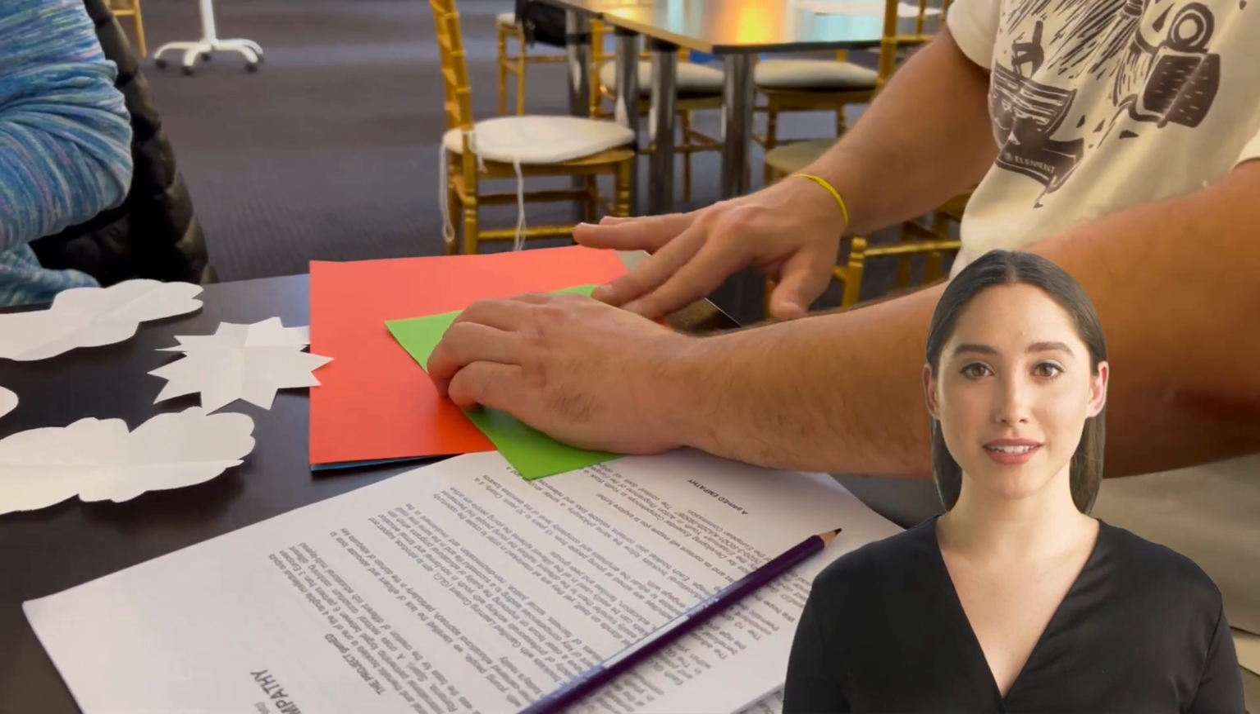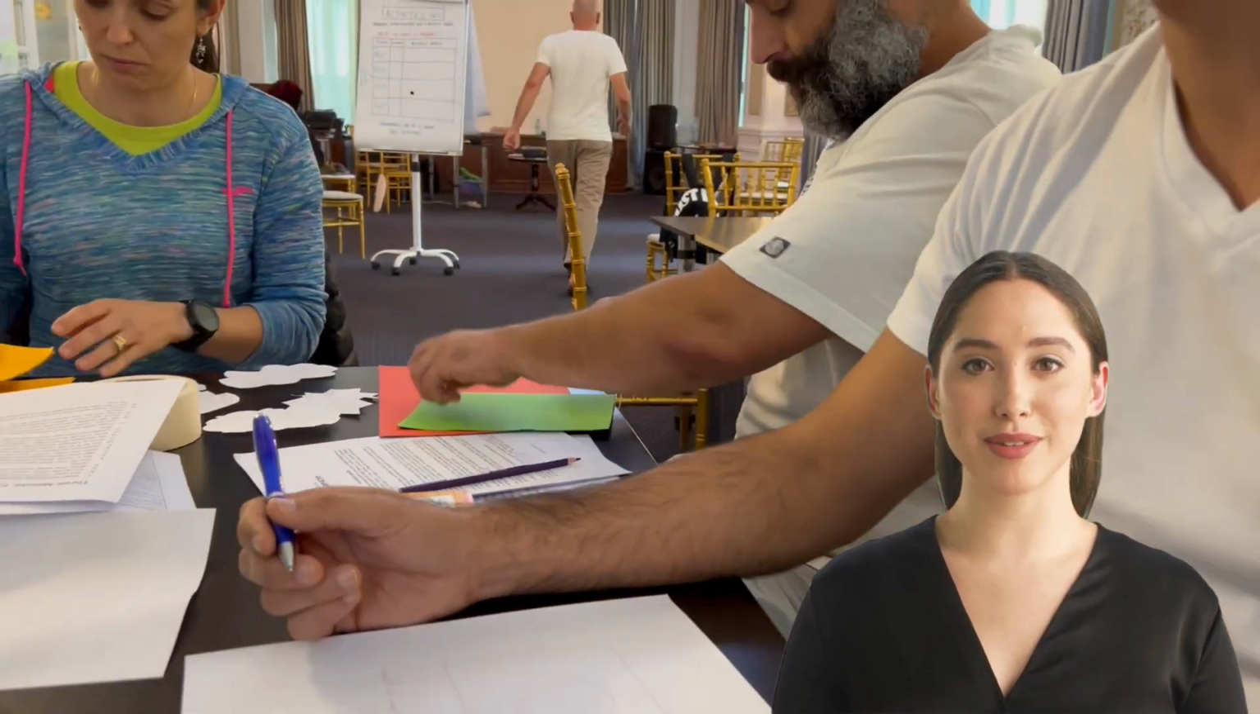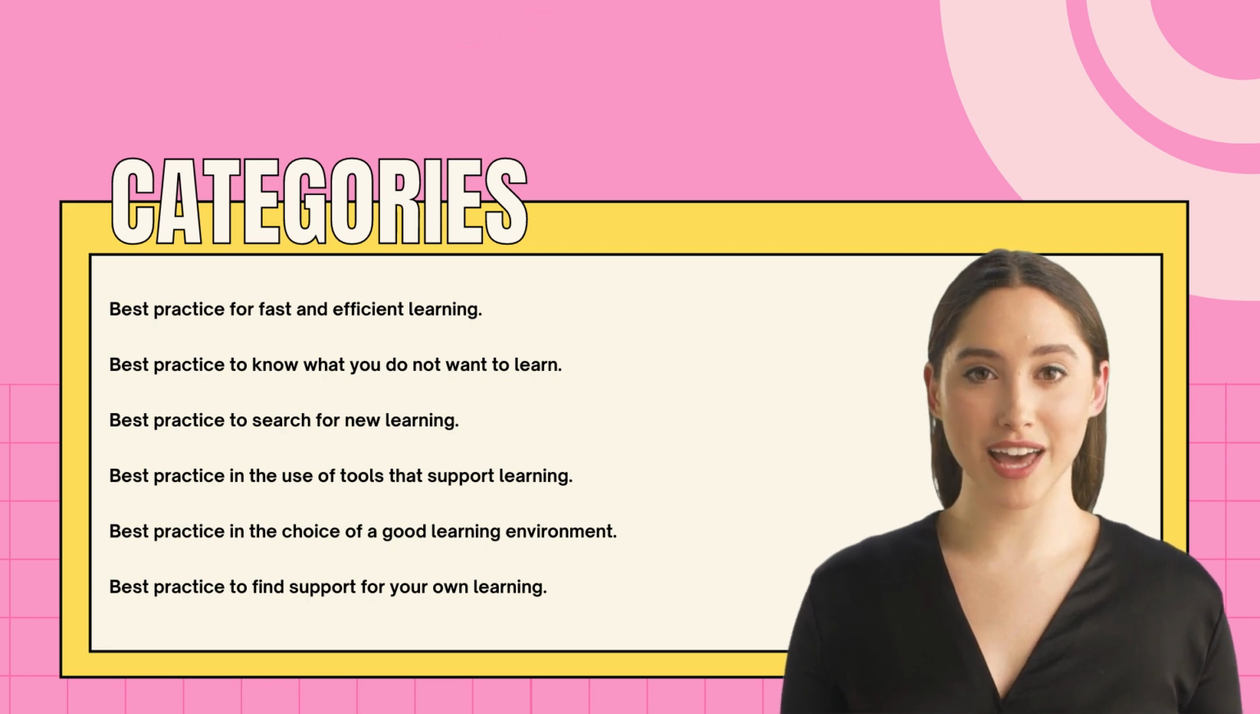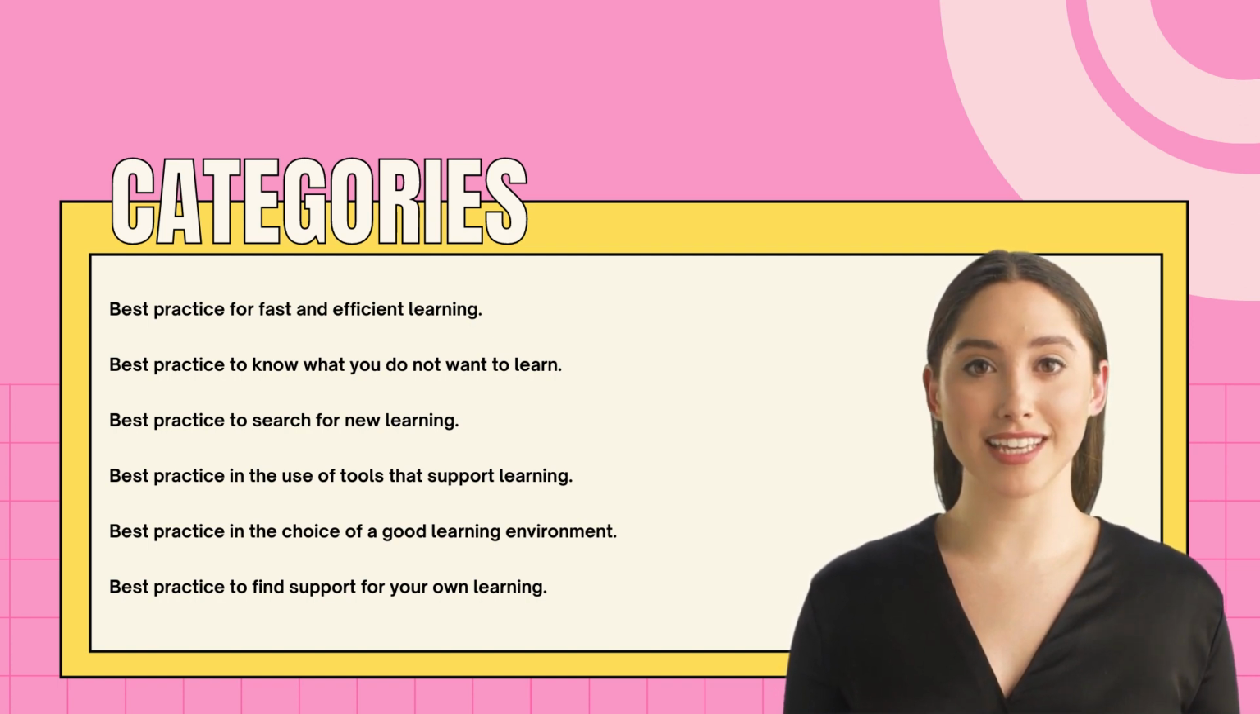Go around the different groups and give each group a paper slip with one of the following Learning Oscar categories. Best practice for fast and efficient learning. Best practice to know what you do not want to learn. Best practice to search for new learning. Best practice in the use of tools that support learning. Best practice in the choice of a good learning environment. Best practice to find support for your own learning. Invent other categories if relevant.